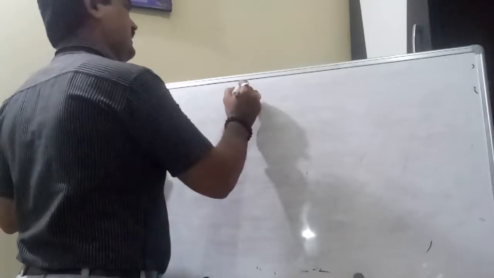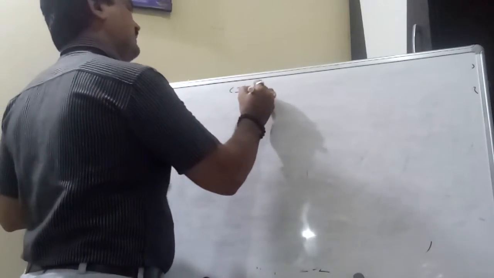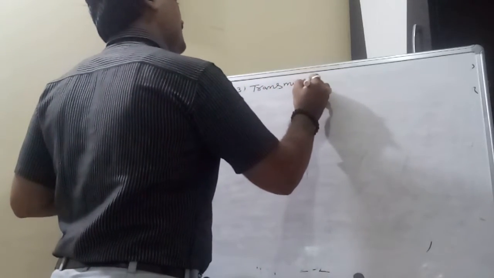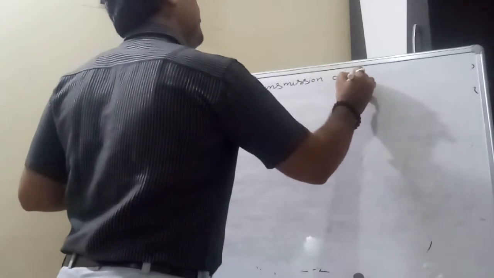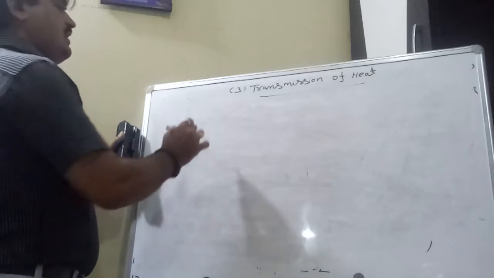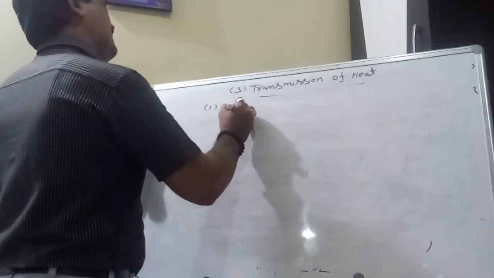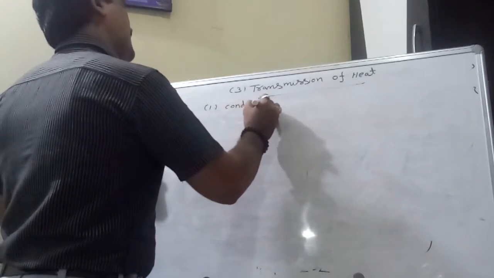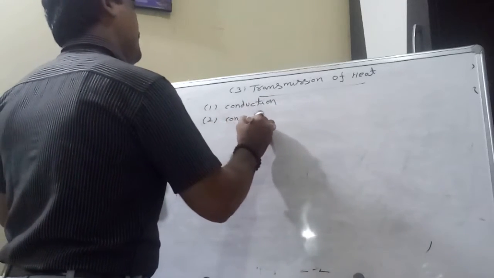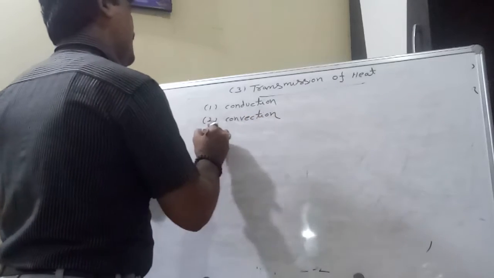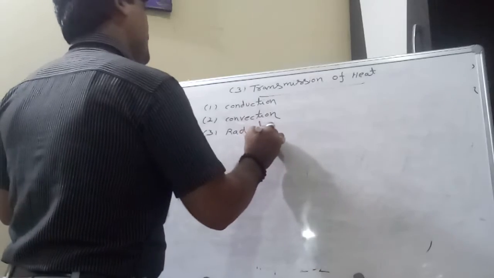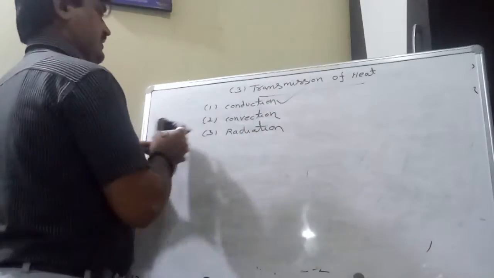Transmission of heat. Third lesson, transmission of heat. There are three distinct methods by which heat is transferred: the first is conduction, the second is convection, and the third is radiation. Now we will discuss conduction.